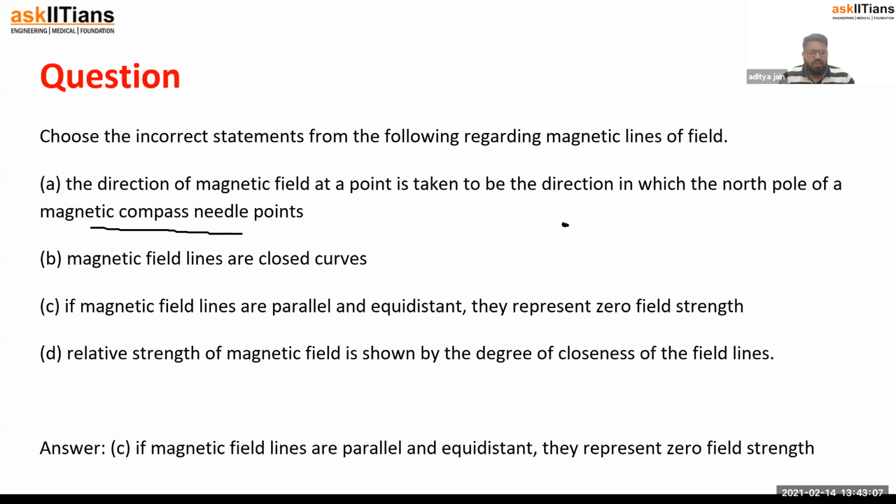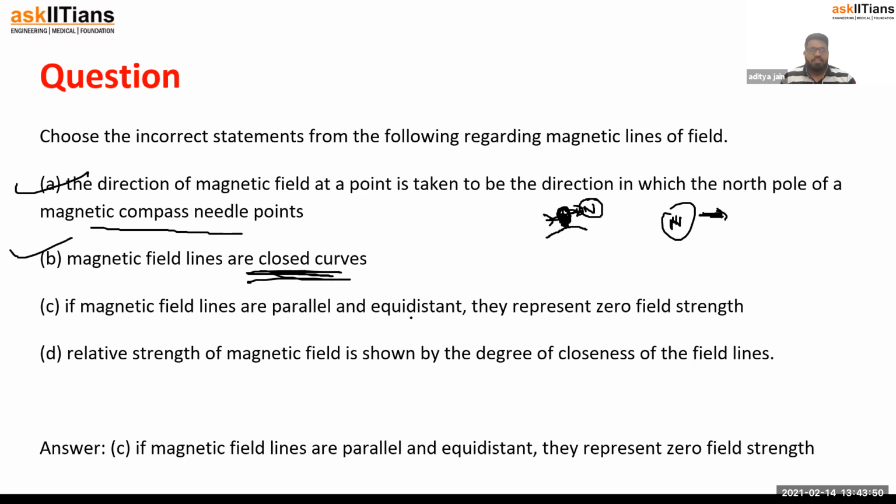Whenever you are observing the magnetic field direction, if you point a compass needle here, and the north pole is like this, this will be the direction of magnetic field. There is a property of the compass that the north pole of the compass will be aligned in the direction of the magnetic field of Earth. So whenever you align a compass, the direction of magnetic field will be aligned like this. Second point, magnetic field lines are closed curves. Yes, magnetic field lines form closed curves. So this is also correct.